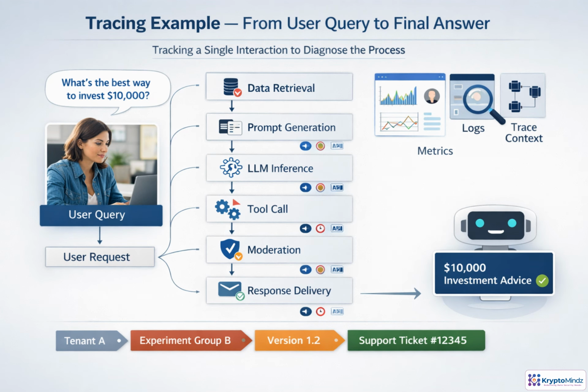Think of a trace as the story of one user request. It starts with a root span, such as post chat, then branches into meaningful steps: input validation, retrieval, vector search, re-ranking, prompt assembly, model completion, tool calls, moderation, and response delivery. Each span records timing and attributes, such as model name, token counts, retrieval K, and latency. Trace context keeps those spans connected to logs and metrics across services. Add business labels too, such as tenant, experiment group, release version, or support ticket, so debugging connects to real operational impact.